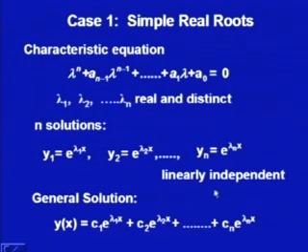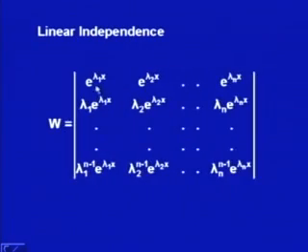Now, we said if they are linearly independent. Let us just check whether they are linearly independent or not. We will again use the Wronskian. So, the Wronskian for this would be an nth order determinant, where the first row will contain all the solutions e to the power lambda 1 x, e to the power lambda 2 x and so on up to e to the power lambda n x. The second row will have the first derivative and so on. The nth row will have the n minus 1th derivative of these functions.